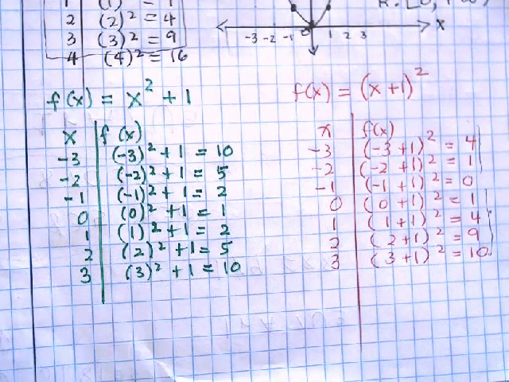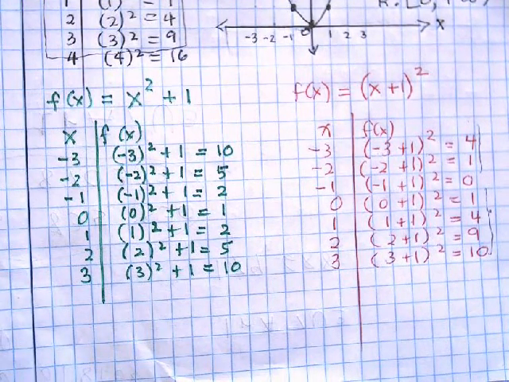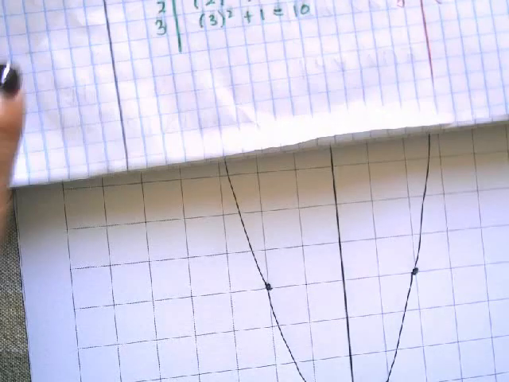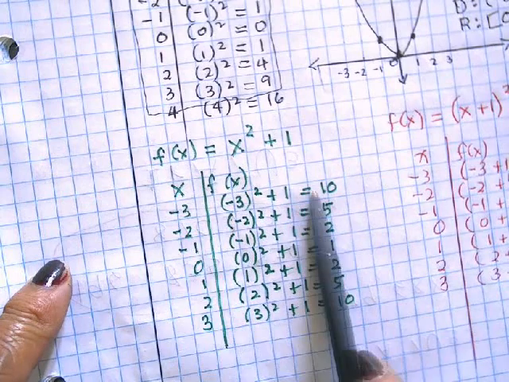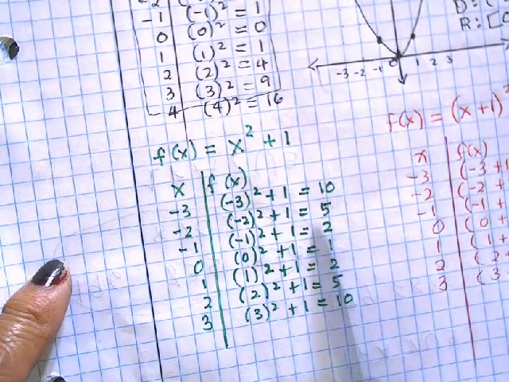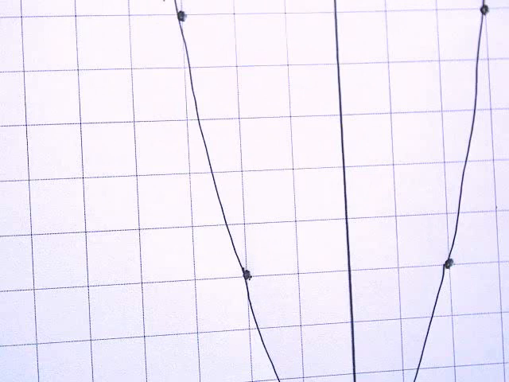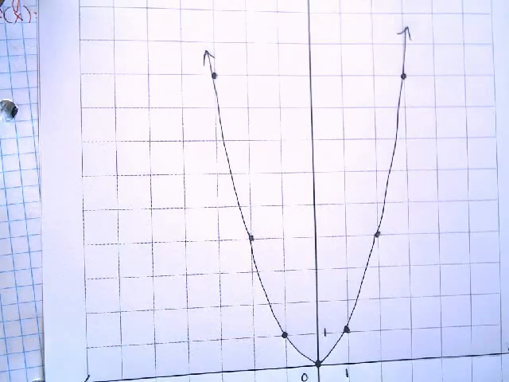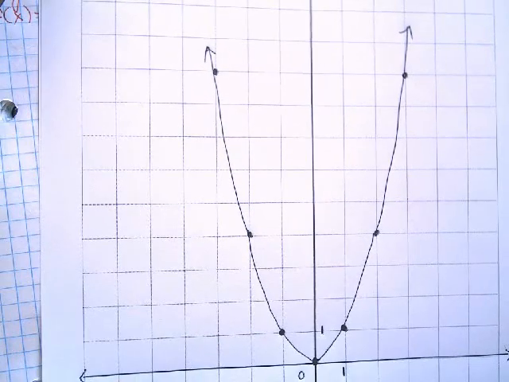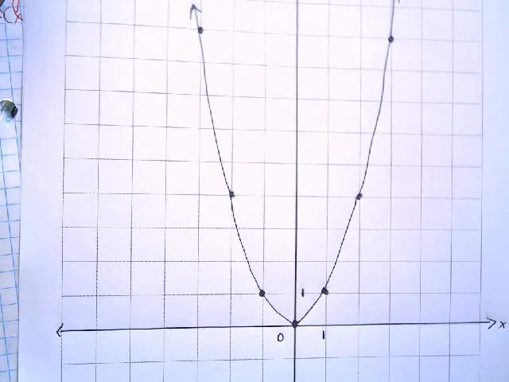So we're going to graph both of these. Here I already made a table, so we're going to graph the values of this: negative 3, 10; negative 2, 5. I already graphed the parent graph, y equals x squared, on a bigger graphing paper, so we could see the changes later on.